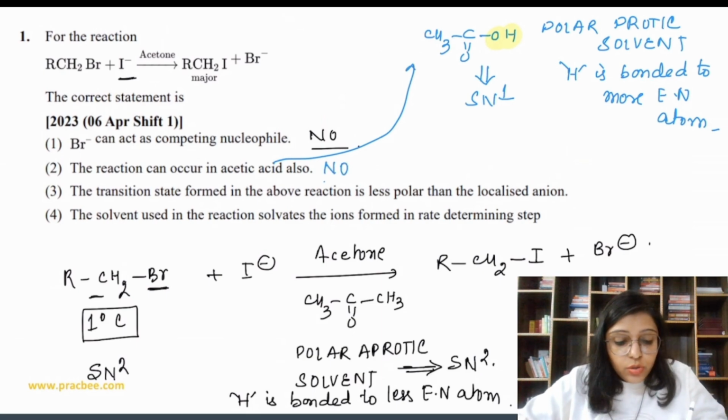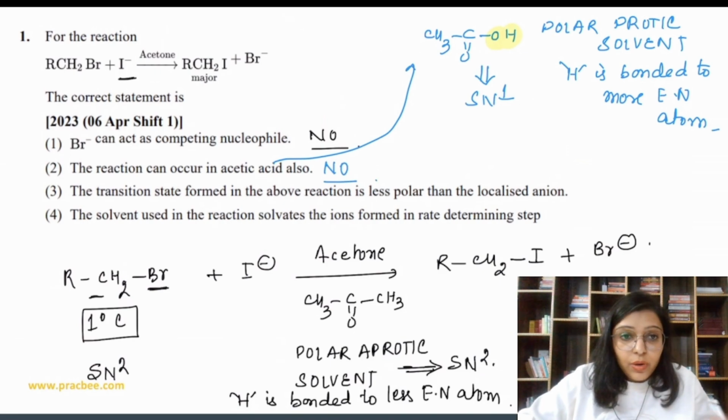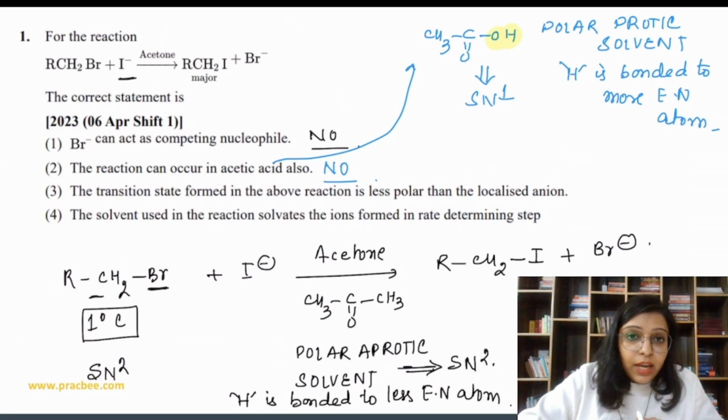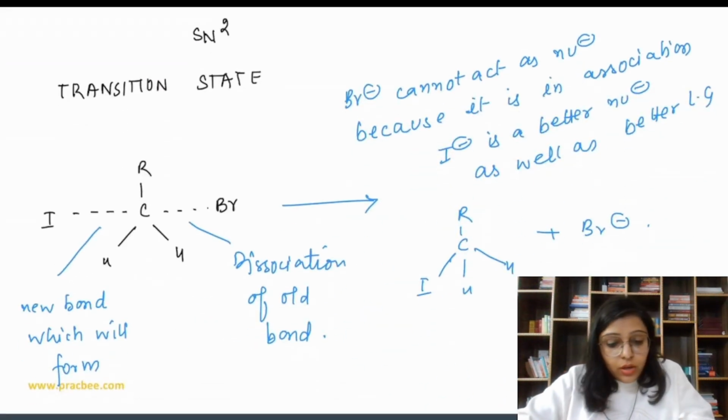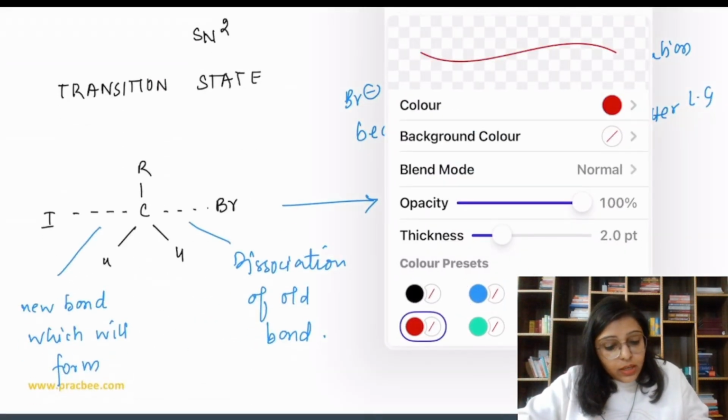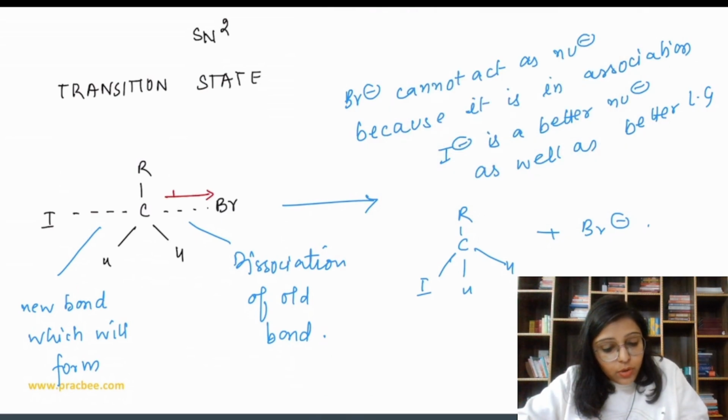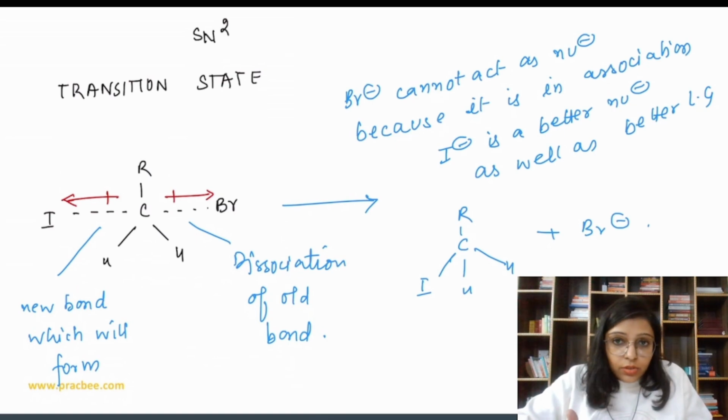So in this situation, we cannot have a more stable carbocation anyhow. So this is a complete no. Next, the transition state formed in the above reaction is less polar than the localized anion. Yes, this is true. Localized anion means, for example, I minus, Br minus and so on. If I check the dipole moment, here the dipole is towards the Br side and here the dipole is towards the iodine side. Understood? So obviously it is going to be less polar.